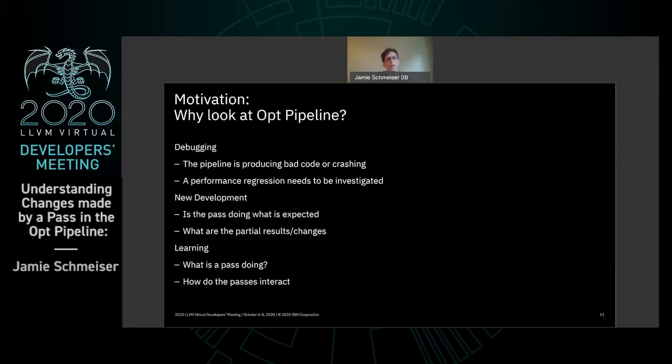There are several reasons to examine the opt pipeline and how the IR changes. The first is debugging. There may be a bug that needs investigation. Secondly, it could be for new development. One needs to understand if the code is working as expected. Or third, you might just be learning. You might be learning simply for the sake of learning, or in support of debugging or new development.